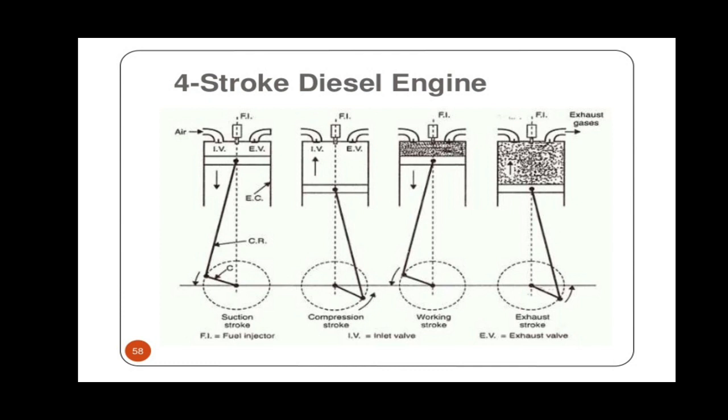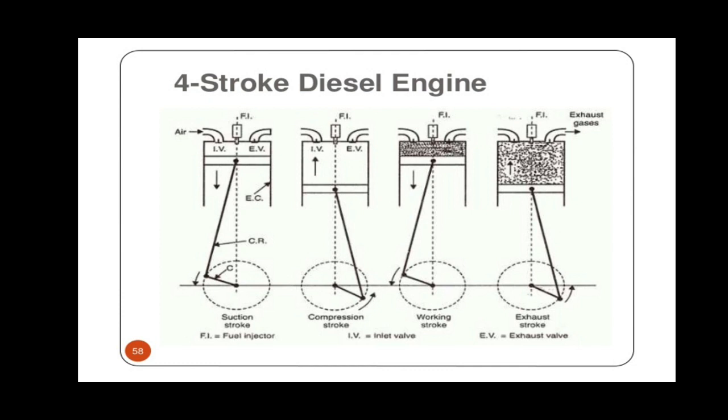So see my dear students, this is the working of a 4-stroke diesel engine. Suction stroke, compression stroke, working stroke and exhaust stroke. What happens in the suction stroke? When the piston travels from top dead center to bottom dead center, the inlet valve must be open, the exhaust valve remains closed. During this period, when the piston travels from top to bottom, fresh atmospheric air comes into the cylinder, that is suction. Now in the compression stroke, what happens?